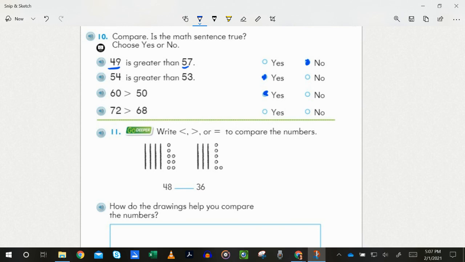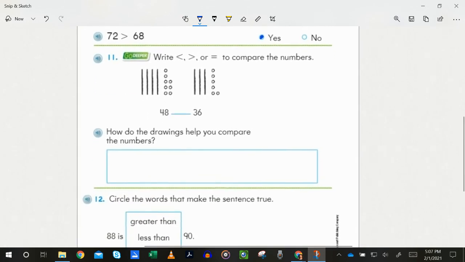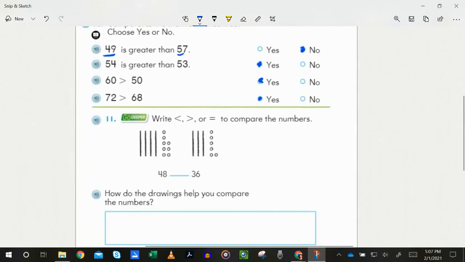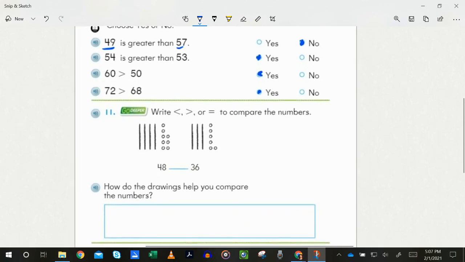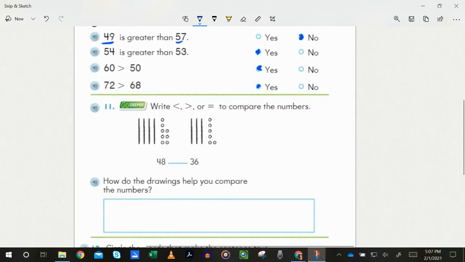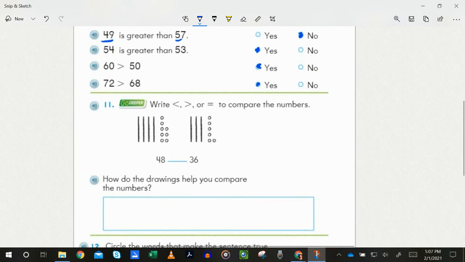And finally, we have 72 is greater than 68. That one should be yes. Okay, 7 tens is greater than 6 tens. We're not going to worry about the ones when the tens are different. Okay, mark with a star if you got them right. Fix it with a crayon if you need to, and mark with a star if you're still trying to reach your goal.